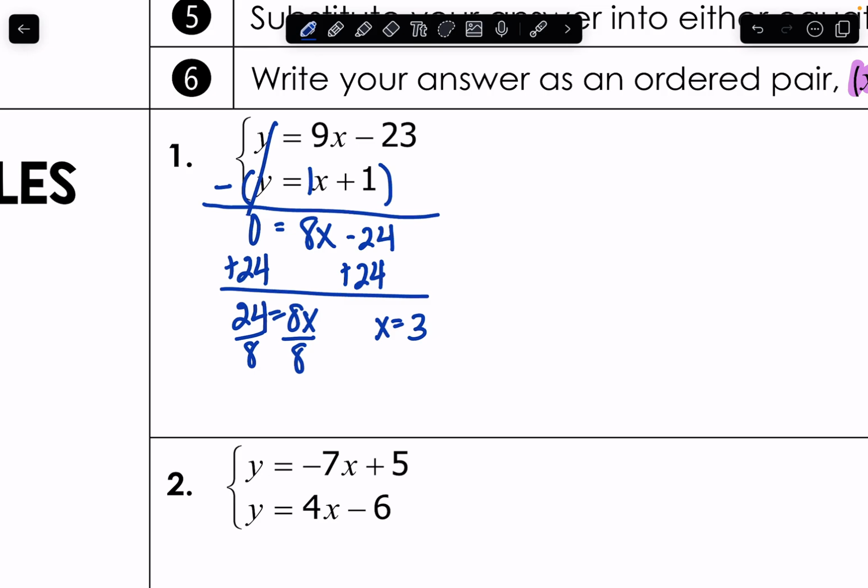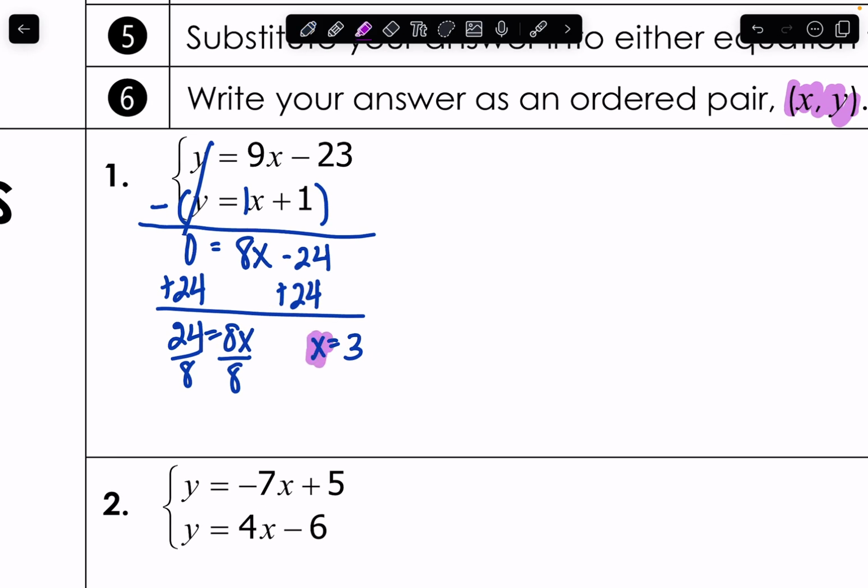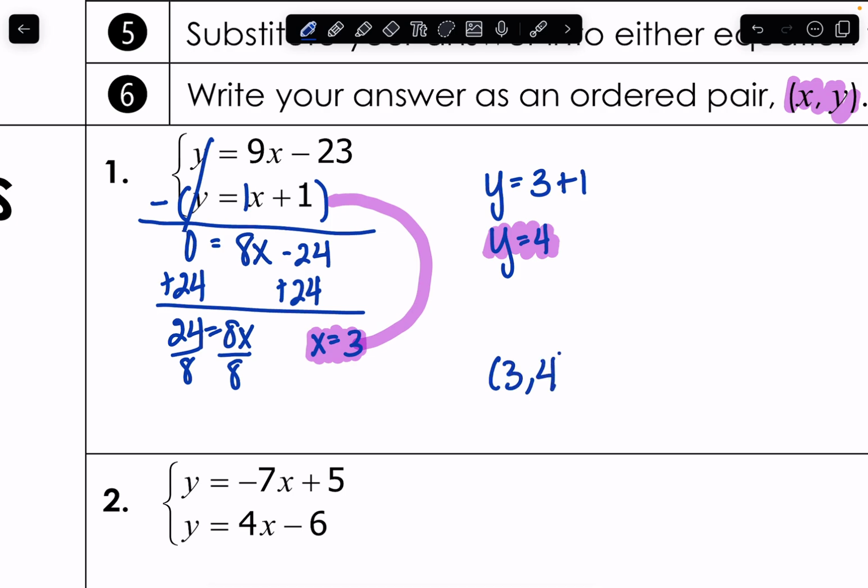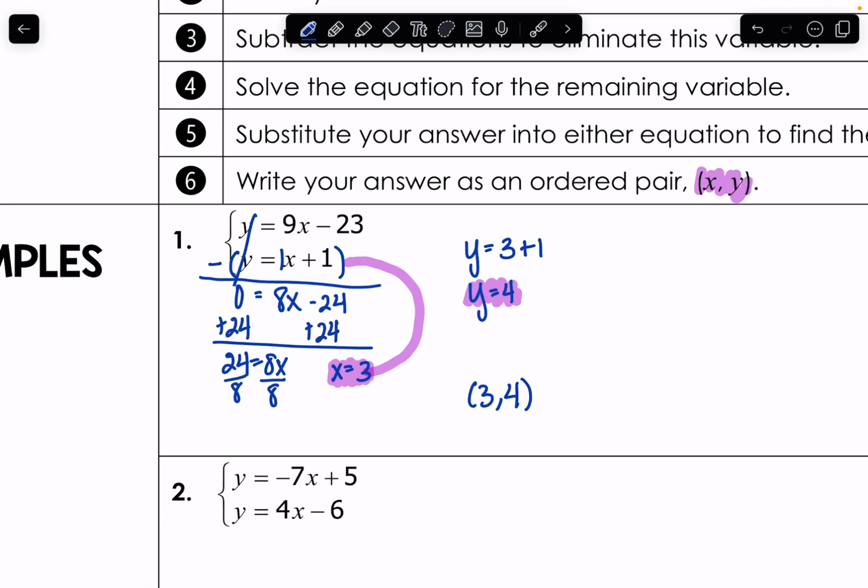And now all I need to do is take that x and plug it back into either equation that's already solved for y. Let's go into that bottom equation. That one seems to be easier. We can say y is equal to x, which I just found to be 3, plus 1. So 3 plus 1 is 4, so there's my y. So together as an ordered pair, we could say my answer is 3, 4.